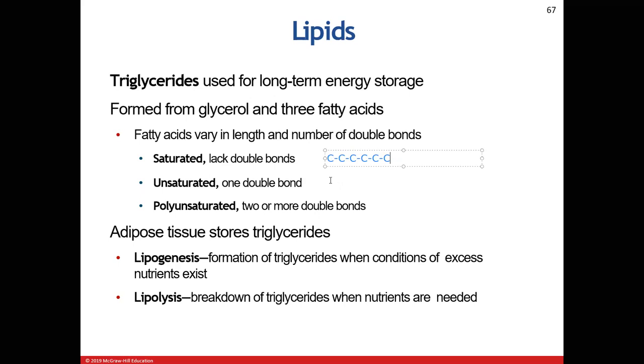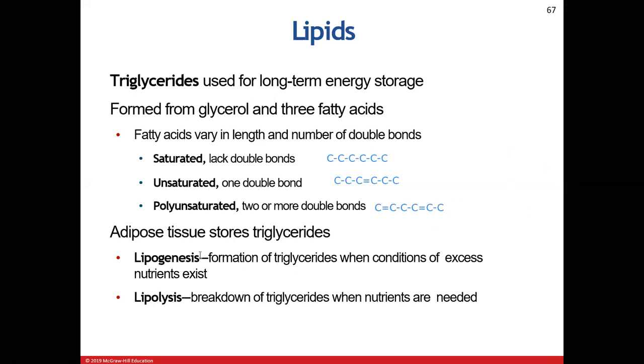An unsaturated fatty acid is going to have at least 1 double bond. So we'll see a bunch of carbons here, and there's a double bond. In this case, we have at least 1 double bond, so this is an unsaturated fatty acid. If we have a polyunsaturated fatty acid, now we're looking at a situation where we have at least 2 double bonds. This is what we consider a polyunsaturated fatty acid: 2 or more double bonds.